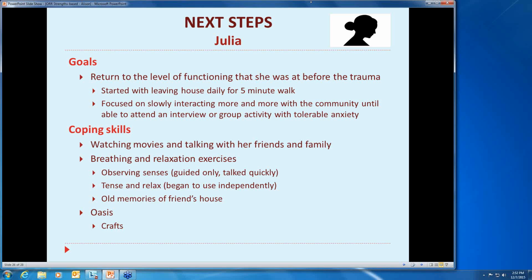Also, she was able to incorporate some crafts that she originally did in her country of origin that became an oasis. So things like cross-stitching, knitting, and I've been incorporating those adult coloring books a lot for a lot of clients. They're really helpful. And I know that seems kind of silly, but they're very relaxing.